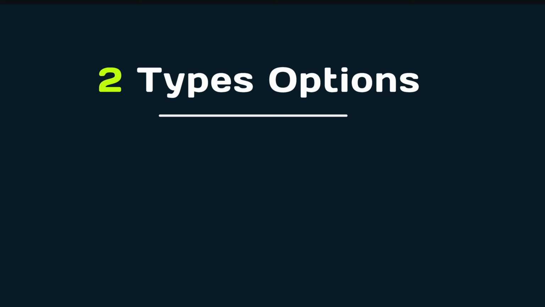There are two types of options, a call option and a put option. And with every type of option, there are two actions that you can take. You can either buy the options or you can become the seller of the options. In this course, we're going to focus on selling options and in particular, cash secured put options.